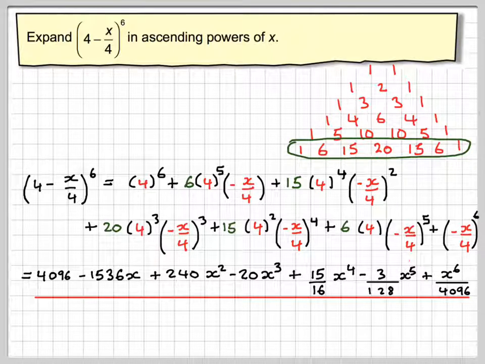So therefore we're expanding something quite difficult there, just using Pascal's triangle. And knowing that for the first number, the powers start at 6 and descend, and for the second part here, the powers ascend, get larger.